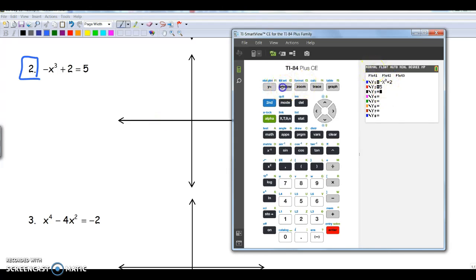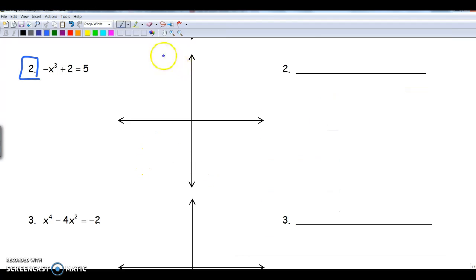Your window should still be set at the normal window, so freeze the screen if you need to. Mins are -10, maxes are +10. Hit graph, and you're going to see two lines. We're going to draw a sketch of it on our paper. It looks like this: we've got the one curvy line and the one straight line. Notice they only intersect in one place.